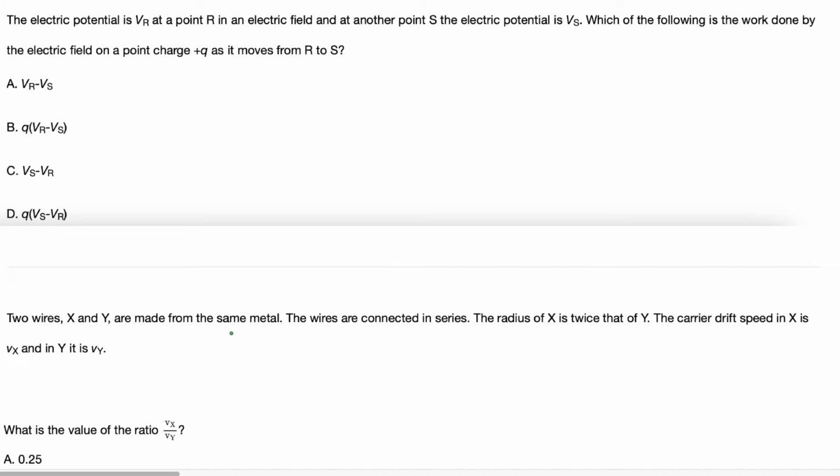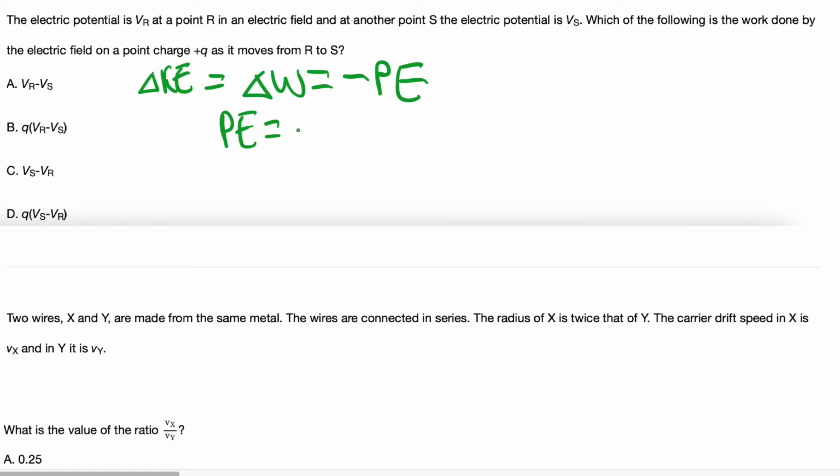The electric potential is V sub R at a point R in the electric field, and at another point S, the electric potential is V sub S. Which of the following is the work done by the electric field on a positive point charge Q as it moves from R to S? So we know that work done is equal to negative change in potential energy. And we also know that work done is just equal to change in kinetic energy, right?